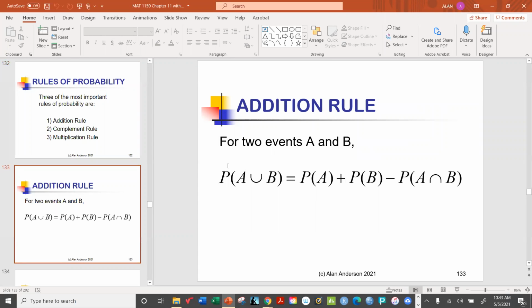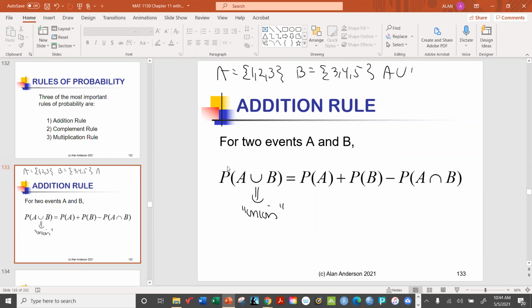By the way, let's remind ourselves what these symbols mean. This is the symbol for union. What this means is that I'm consolidating 2 sets. As a quick reminder, let's say that A is the set 1, 2, and 3, and B is the set 3, 4, and 5. Well, the union of A and B is the set containing 1, 2, 3, 4, and 5. So this is the probability of that happening, in other words, one or the other event being true.